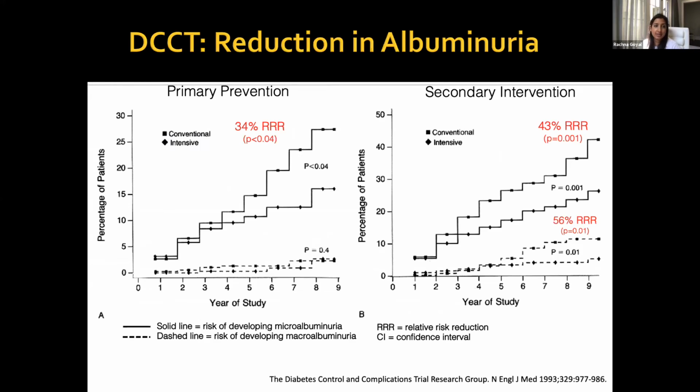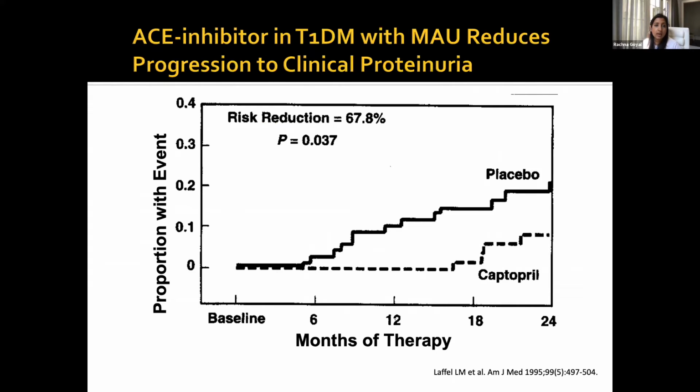So this goes back to the DCCT study again. If you recall, there's about a 34% relative risk reduction in microalbuminuria. And also, this is old data, but very good data, that ACE inhibitors in patients with type 1 diabetes that have microalbuminuria does actually reduce the progression to clinical proteinuria.